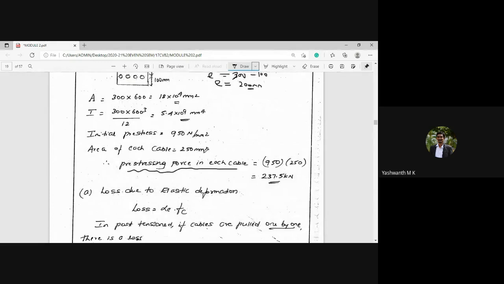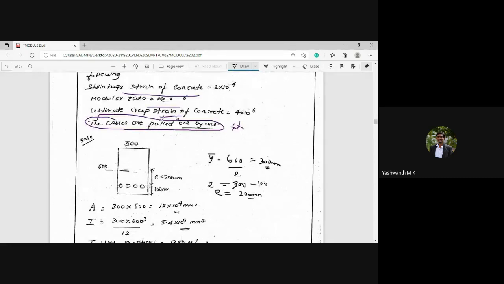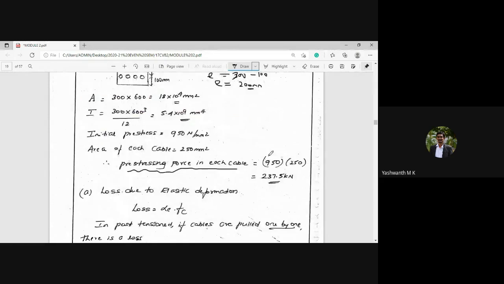So now please be very careful while calculating the prestressing force induced in each cable. I need to calculate it because they have clearly mentioned that the cables are tensioned or pulled one by one. That means what matters is the prestressing force induced in each cable. That is very important. So that's why I'm going to calculate the prestressing force in each cable, which is equal to the initial pre-stress multiplied by the cross-sectional area of each cable.